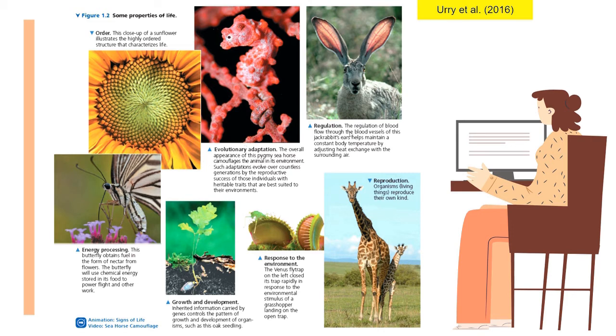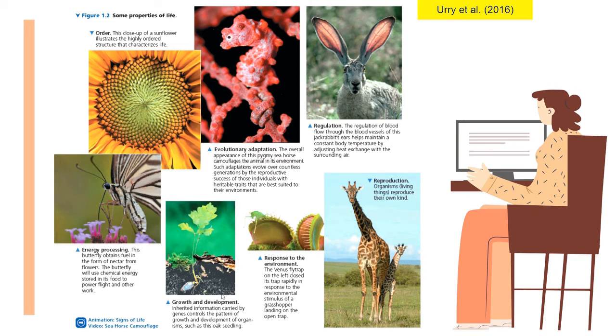So regulation, for example here, regulation of blood flow through the blood vessels of this jackrabbit's ears maintains a constant body temperature, so that refers to homeostasis. Reproduction, okay, organisms are capable of reproducing their own kind. Sometimes they still consider response to environment. For example, the Venus flytrap closes in response to an environmental stimulus.